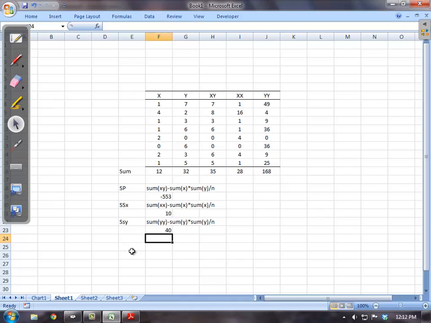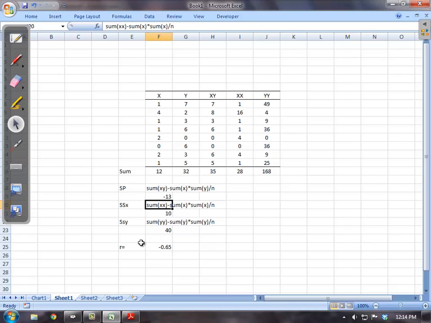There we go. And so r equals negative 553 divided by the square root of 10 times 4. That's not right. Let's figure that out. I see. This one should be the sum of the x times y, so that's 35 minus, and I used these, but it should be these. Okay, 12 times 32 divided by 8. There we go, substantially better.